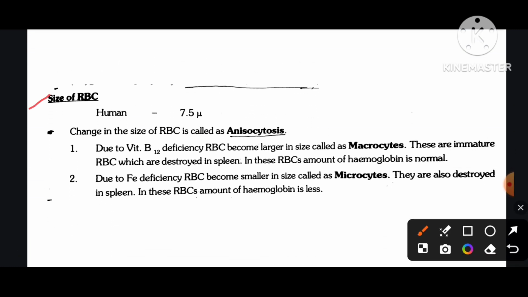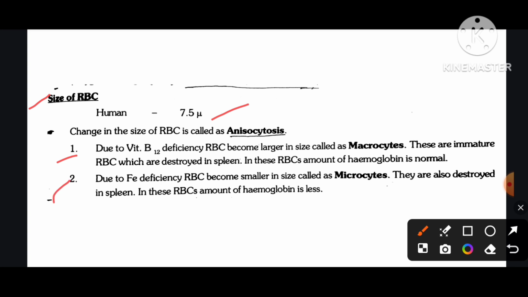Size of RBC in humans is 7.5 micrometers. Change in the size of RBC is called anisocytosis. Due to vitamin B12 deficiency, RBCs become larger in size, called macrocytes. These are immature RBCs which are destroyed in the spleen. In these RBCs, the amount of hemoglobin is normal.